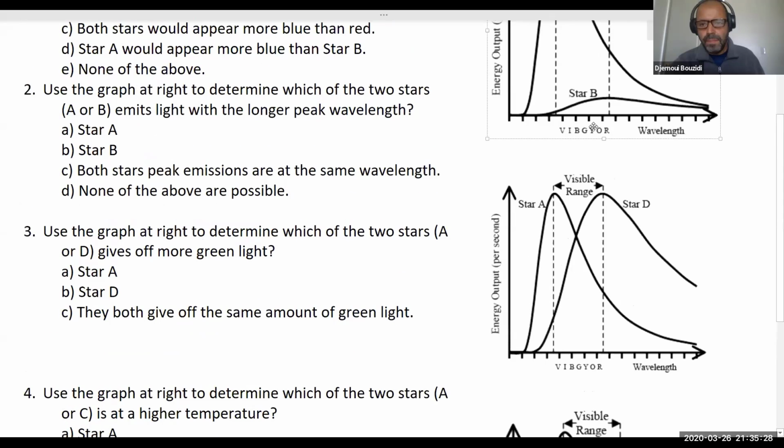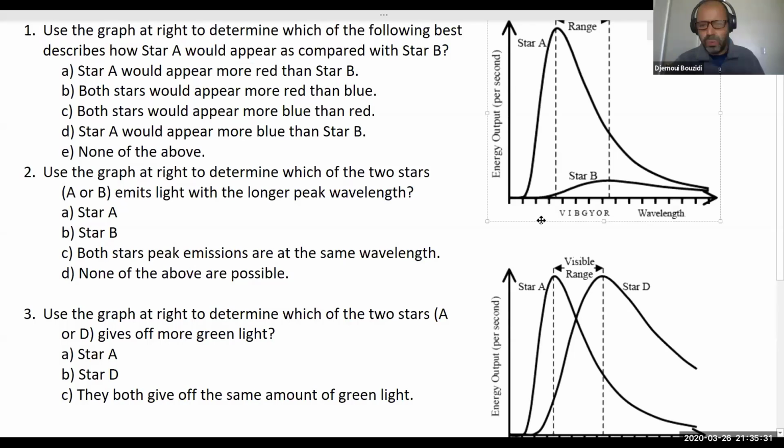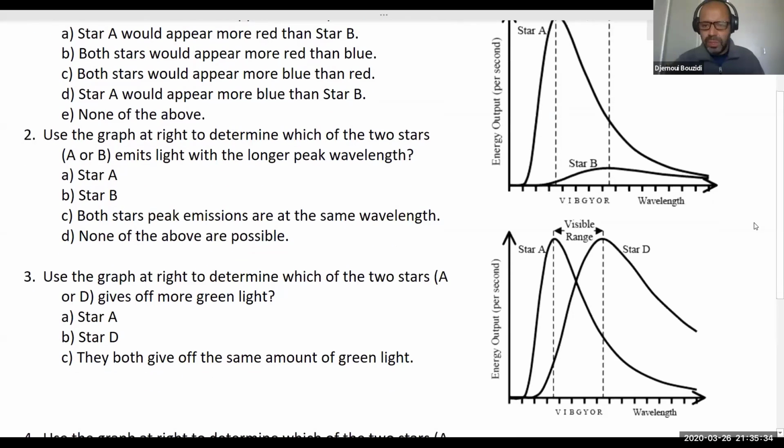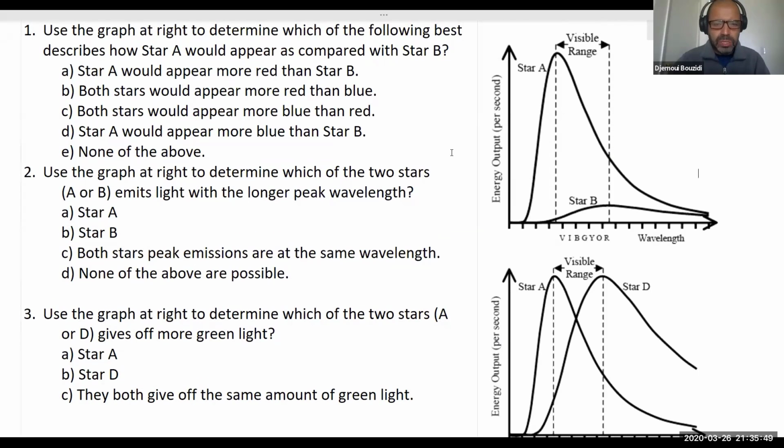The two graphs I have in here are for question one, and I think two and three. For question number three, let me first read question number two. It says, use the graph, the same graph as before, the first one, to determine which of the two stars, A or B, emits light with a longer peak wavelength. Is it star A, or is it star B, or both stars' emission are at the same wavelength, or none of the above? So these questions are related to that graph.